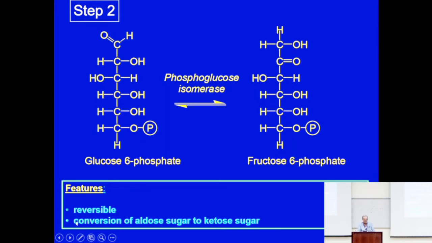Again, here are the key features. Reversible step, and produces fructose 6-phosphate.